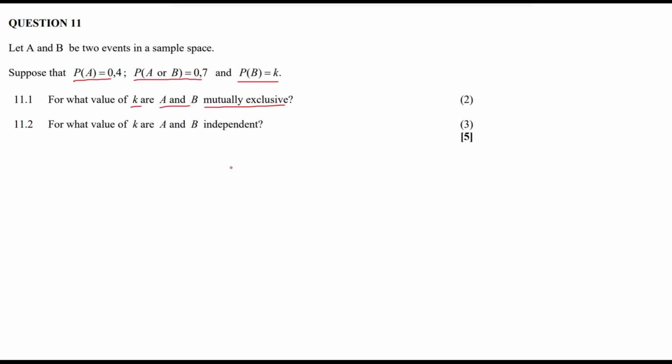Right, what do you know about mutually exclusive events? Now you have to remember the addition rule. If you have events A and B, probability of A or B is equal to probability of A plus probability of B minus probability of A and B. Please remember this, okay? But for mutually exclusive events, remember that probability of A and B is equal to 0.